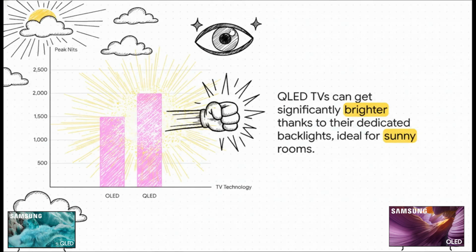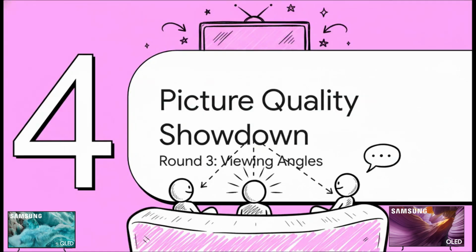And this is where QLED really lands a massive blow. Because it has that powerful, dedicated backlight, a good QLED TV can get way, way brighter than an OLED. We're talking over 2,000 nits of brightness. Now, why does that matter? Well, if you watch TV in a really bright, sunny room, that extra power cuts right through the glare. It also makes those little highlights in HDR movies look incredibly intense. Okay, moving on to round three.